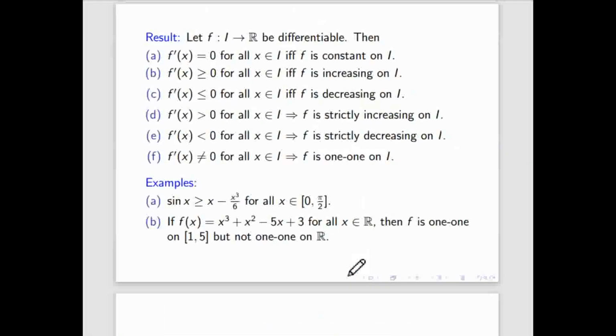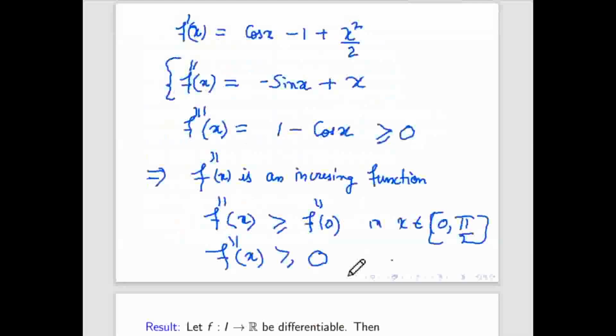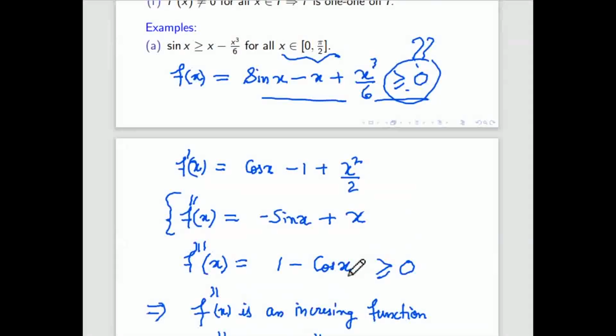Now the next question. Sir, is x cube by 6 strictly decreasing or increasing? Only x cube by 6 you are asking? Yes, sir. Since x lies between 0 to pi by 2, you can differentiate x cube by 6 and you will know whether it is increasing or decreasing. Its derivative is in terms of x square, and that is always greater than or equal to 0 if x lies between 0 to pi by 2. So this is strictly increasing.